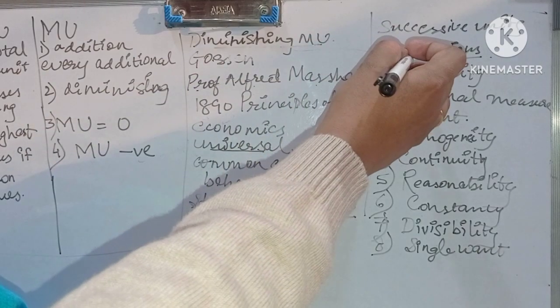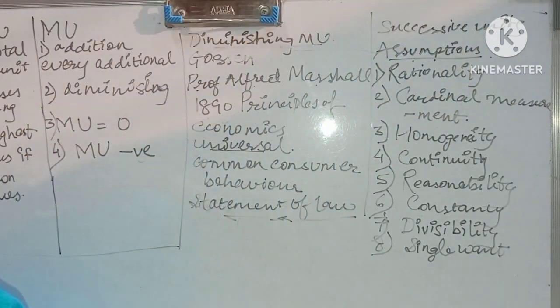So now let's move on to the assumptions. The first assumption is rationality. The consumer is assumed to be rational. Rational means he is behaving normally and he tries to maximize his satisfaction.